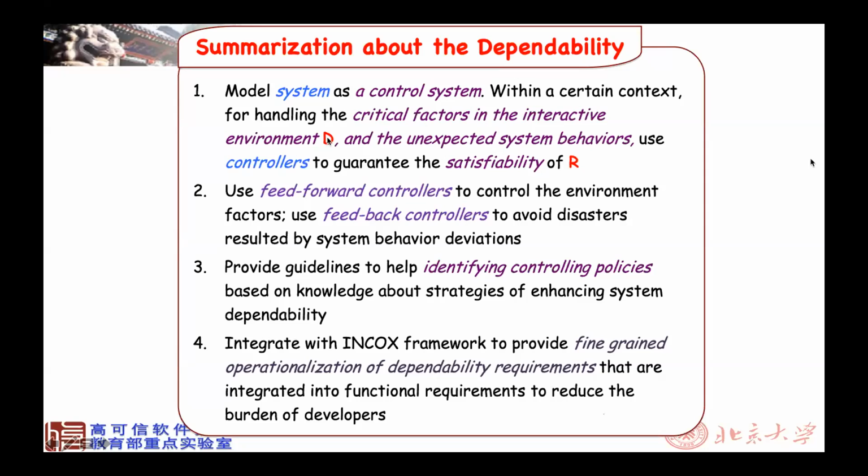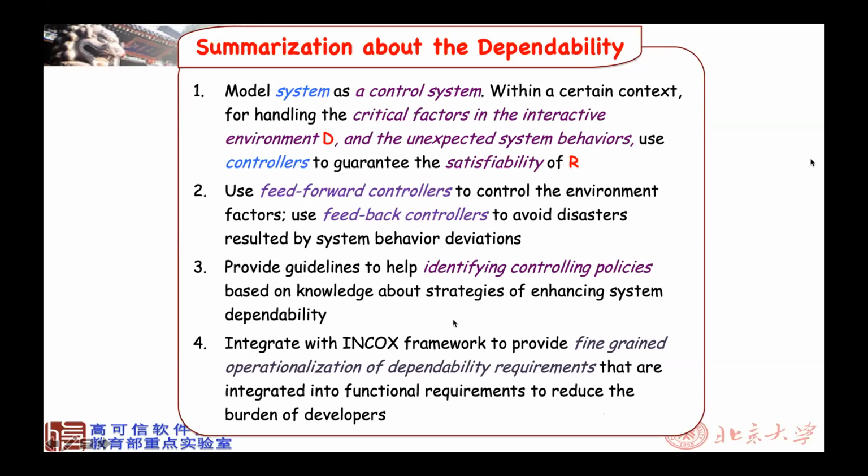And remember, this is the environment assumption. This means the requirements. And we use a feed-forward controller to control the environment factor, and the feedback controller to avoid the disaster resulting from system behavior deviation. The third point is to provide guidelines to help identify controlling policies based on knowledge about the strategies of enhancing system dependability.